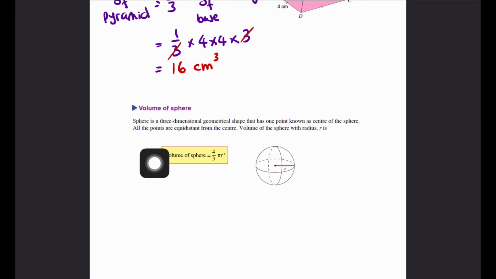Now, what is the volume of a sphere? The volume of a sphere is actually 4/3 pi r cube, or pi r to the power of 3. That is the formula for a sphere.